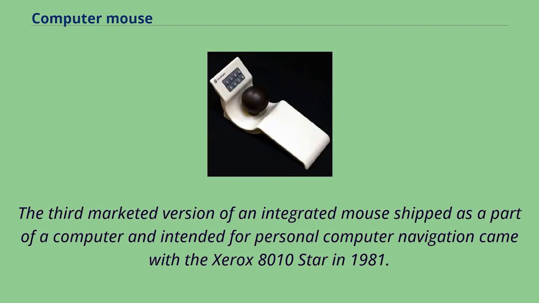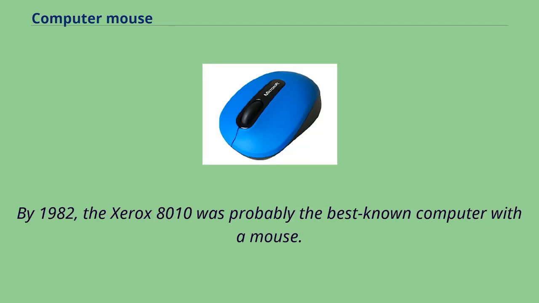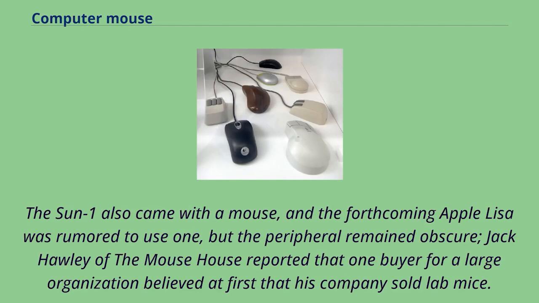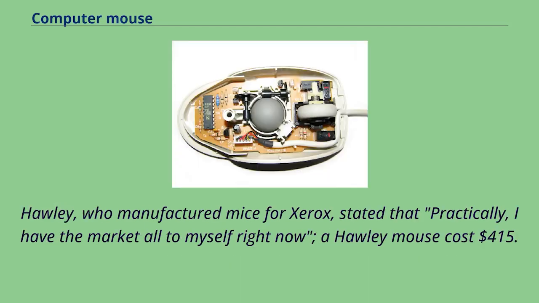The third marketed version of an integrated mouse shipped as a part of a computer and intended for personal computer navigation came with the Xerox 8010 Star in 1981. By 1982, the Xerox 8010 was probably the best-known computer with a mouse. The Sun One also came with a mouse, and the forthcoming Apple Lisa was rumored to use one, but the peripheral remained obscure. Jack Hawley of the Mouse House reported that one buyer for a large organization believed at first that his company sold lab mice.